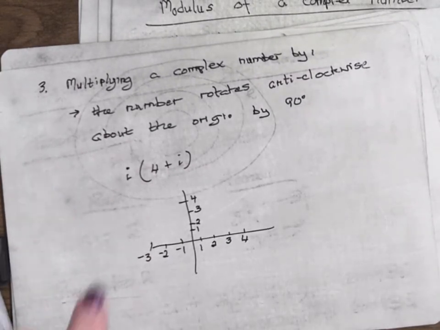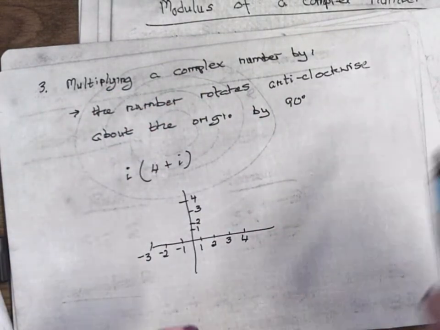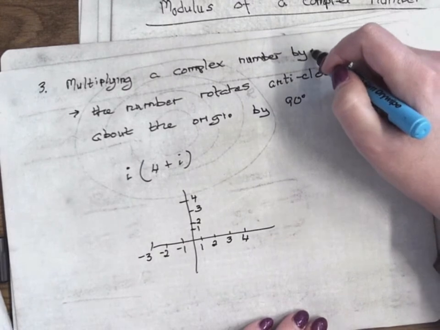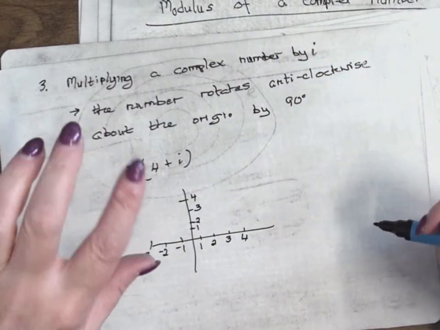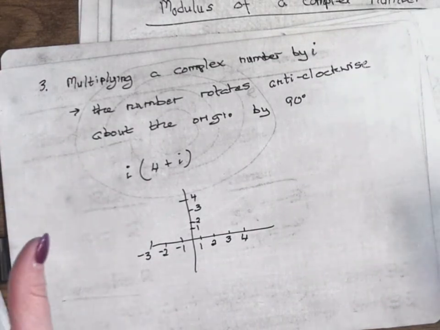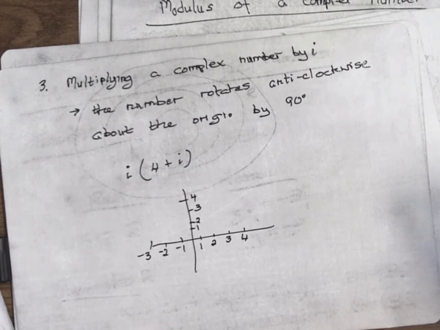If you want to multiply a complex number by i, what happens when you multiply by i? Right? So when you multiply by i, girls, you actually rotate the complex number anti-clockwise about the origin by 90 degrees. That sounds way more complicated than it is. Right? So I'll just leave you to write it down and then look at my diagram to talk about it.